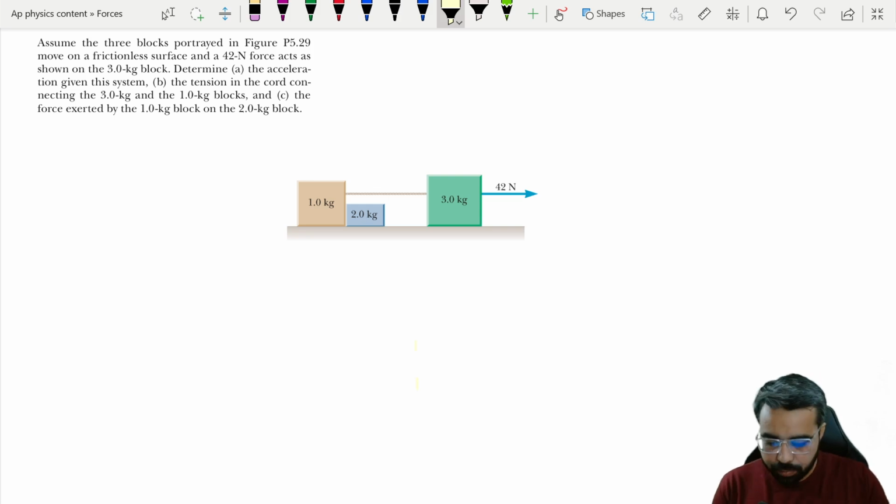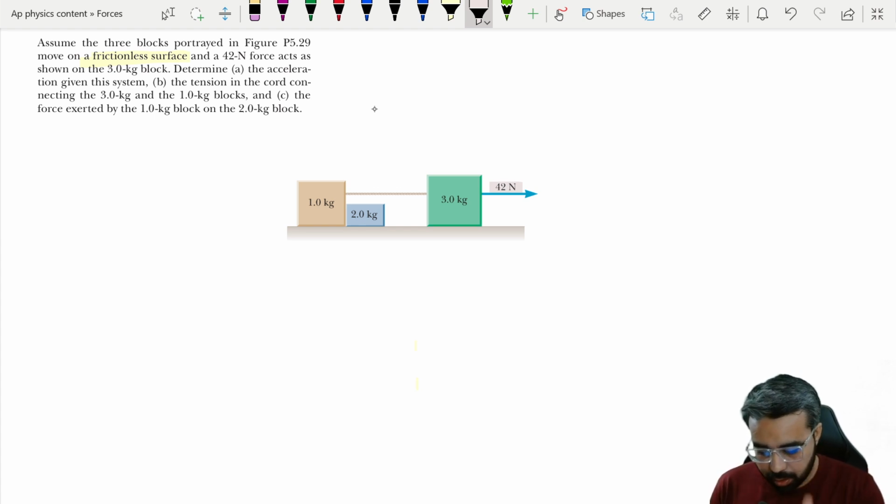So assume the three blocks portrayed in this diagram are moving on a frictionless surface. So there's no force of friction between the object and the ground or the surface. And how much force are we applying? That is 42 Newton directly on the 3 kg block.